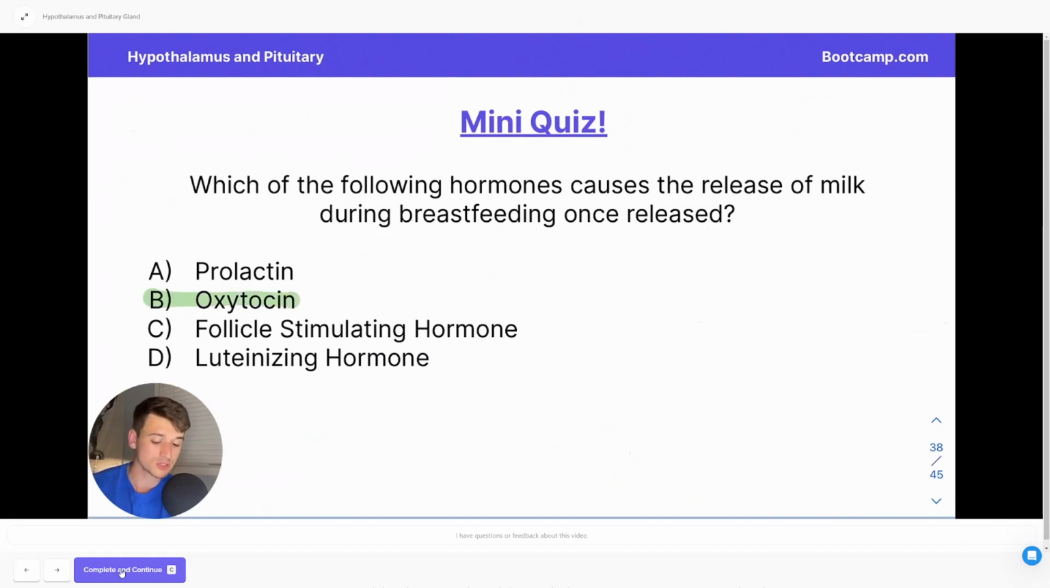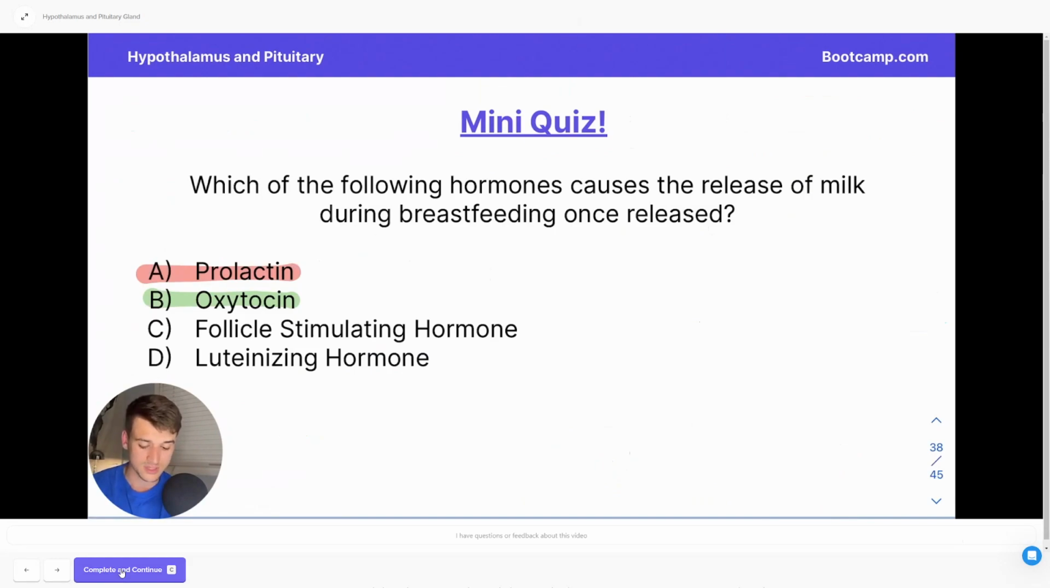Remember, oxytocin is one of those hormones released by the posterior pituitary and acts in a positive feedback loop. More breastfeeding equals more oxytocin. More oxytocin means more release of milk, which encourages more breastfeeding. More breastfeeding encourages more release of oxytocin, and so on. A, prolactin is incorrect because this is a hormone released by the anterior pituitary that stimulates the production of milk, not the release. And it also occurs following childbirth and does not act in a positive feedback loop.